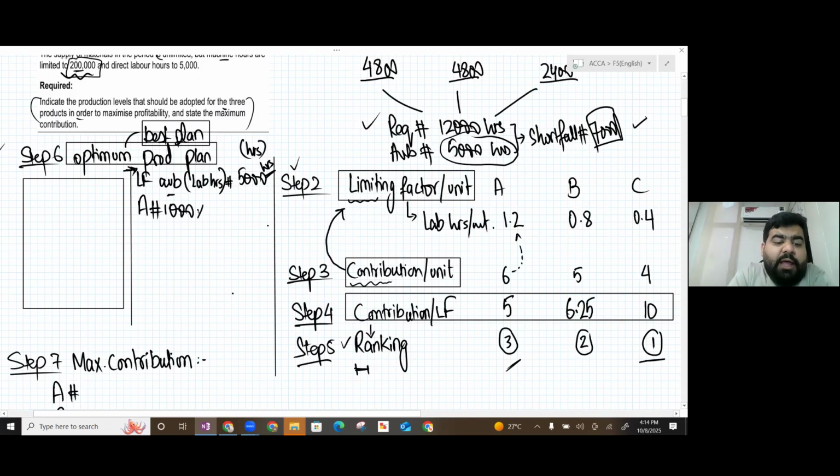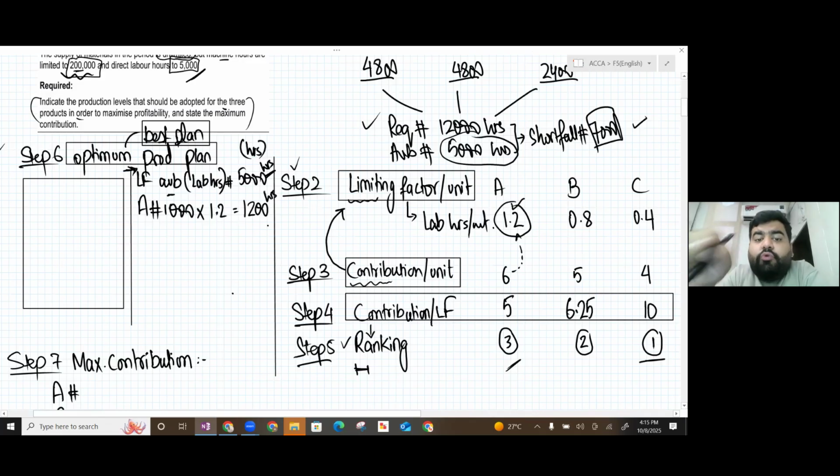Multiply. Now you have to see, for these 1,000 units, how many labor hours will be required. If you go to the labor hours, see step 2. Product A requires 1.2 hours of labor per unit. So you'll write 1,000 into 1.2. It means that A will take 1,200 hours of labor.